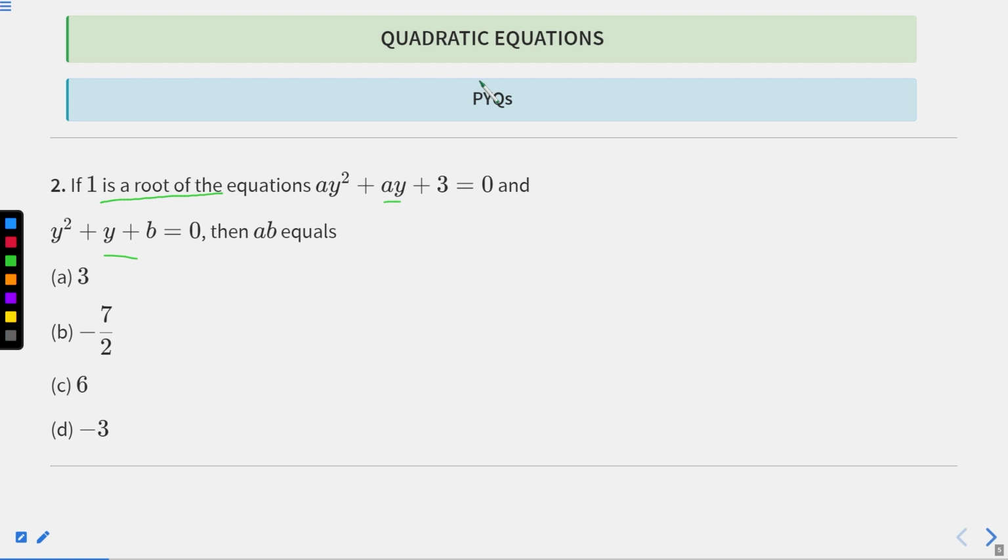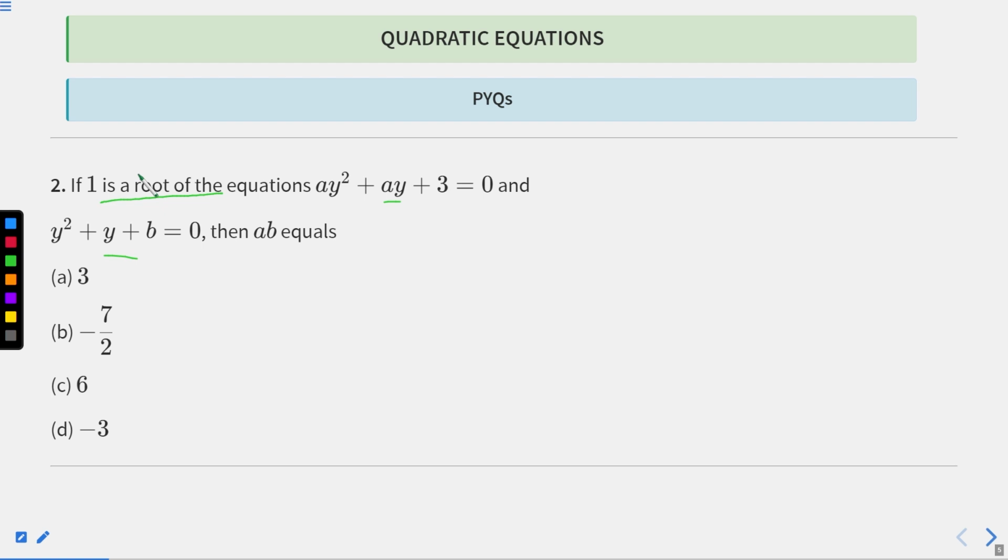In this problem, we are given that 1 is a root of the equations a y square plus a y plus 3 is equal to 0 and y square plus y plus b is equal to 0. So we have been given these two quadratic equations and this information: 1 is a root of each equation.